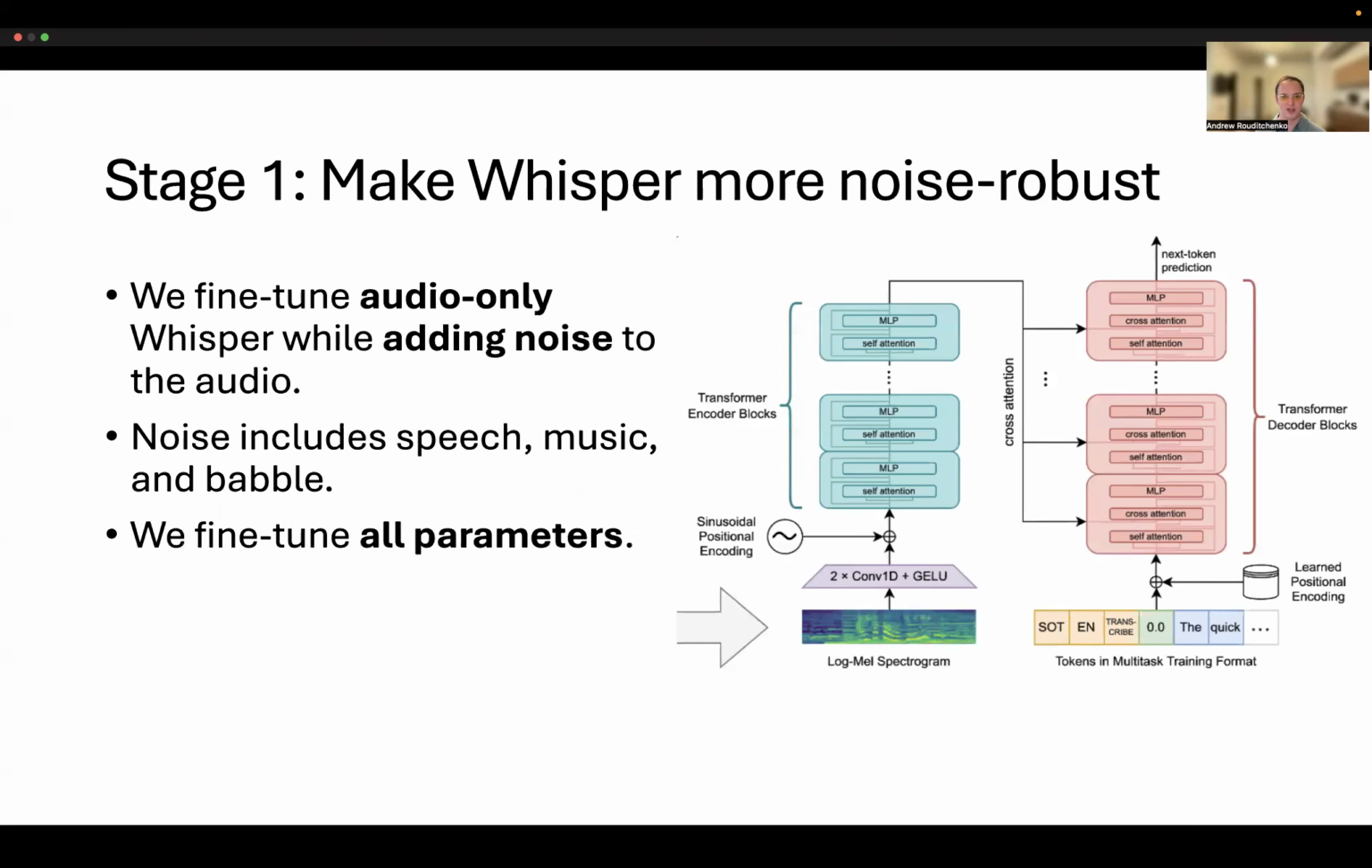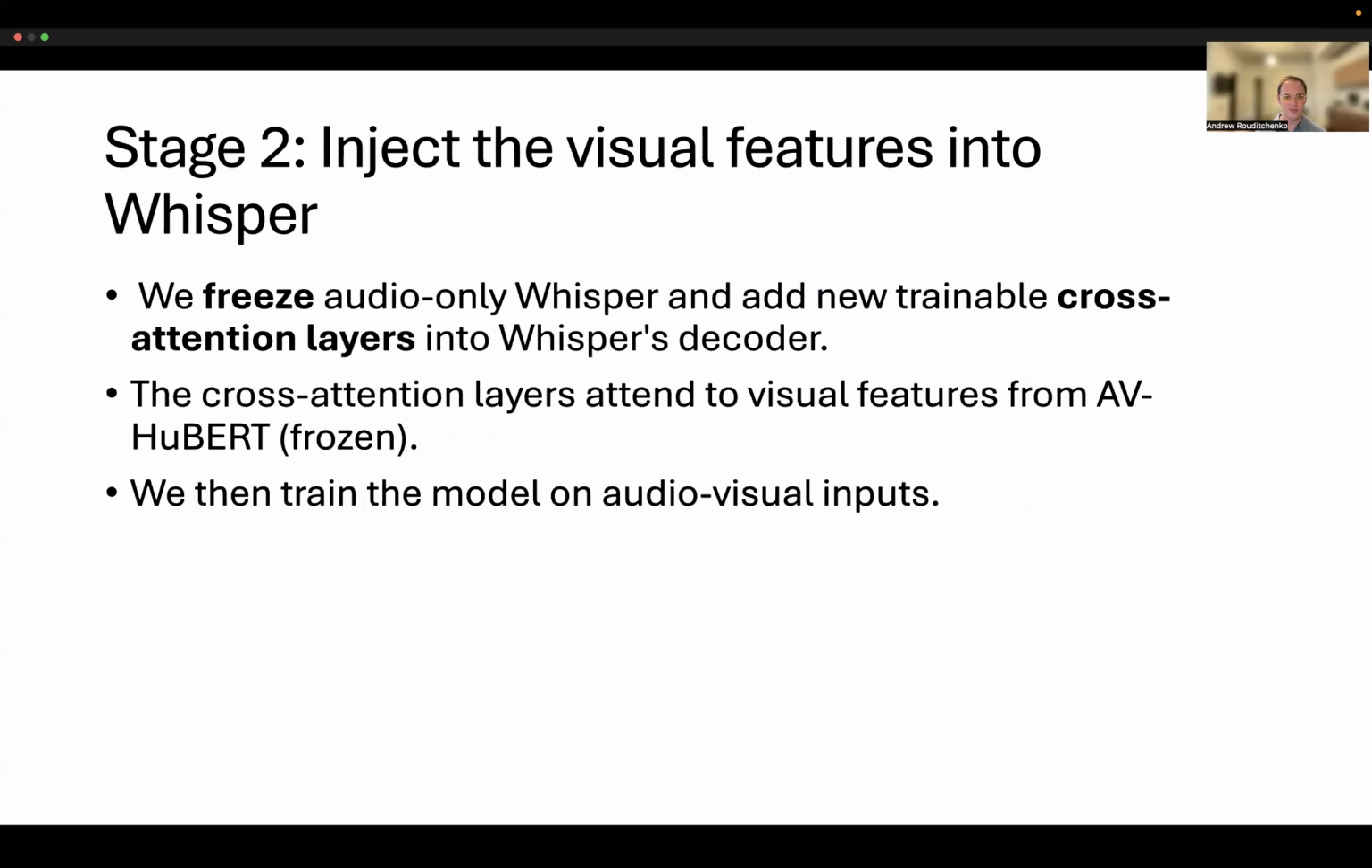So for our method, we have several parts, and the first stage is to make Whisper more noise robust. And we do this by fine-tuning the audio-only Whisper model while adding noise to the audio. And the noise includes speech, music, and babble sounds. And in this stage, we fine-tune all of the parameters. In the second stage, we inject the visual features into Whisper. So we freeze the audio-only Whisper model, and we add new trainable cross-attention layers into Whisper's decoder. And the cross-attention layers are attending to visual features from AV Hubert, which we also freeze. And then we train the model on audiovisual inputs.